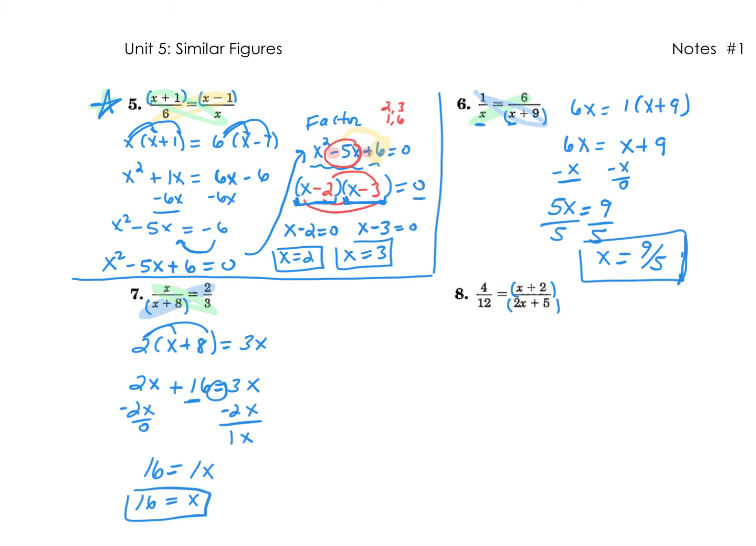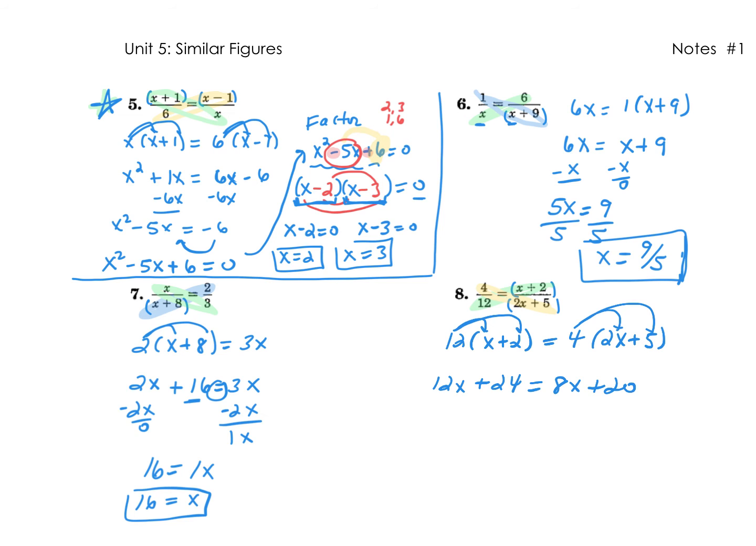All right, one last one of this type. We're going to multiply along those diagonals again. So take 12 times the x plus 2 and set it equal to 4 times 2x plus 5. So 12 times x plus 2 equals 4 times 2x plus 5. So 12 times x is 12x. 12 times 2 is 24. Over here, 4 times 2x is 8x, and 4 times 5 is 20.